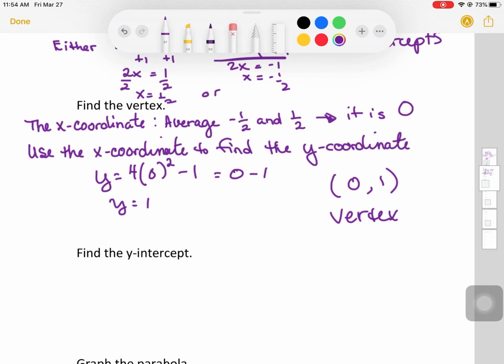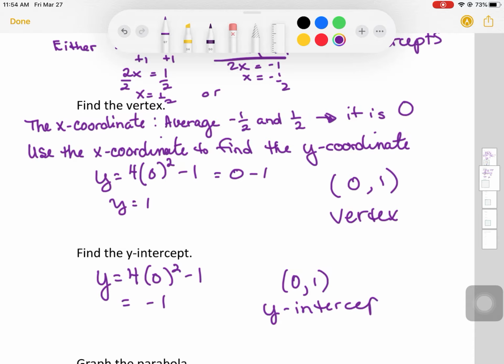And in this situation, the y-intercept is also going to be (0, -1). If you remember, all we do for a y-intercept is put 0 in for x. And if you're starting to notice, it looks like the y-intercept is always going to be that constant term, and we'll fine-tune that again. So (0, -1) is the y-intercept.